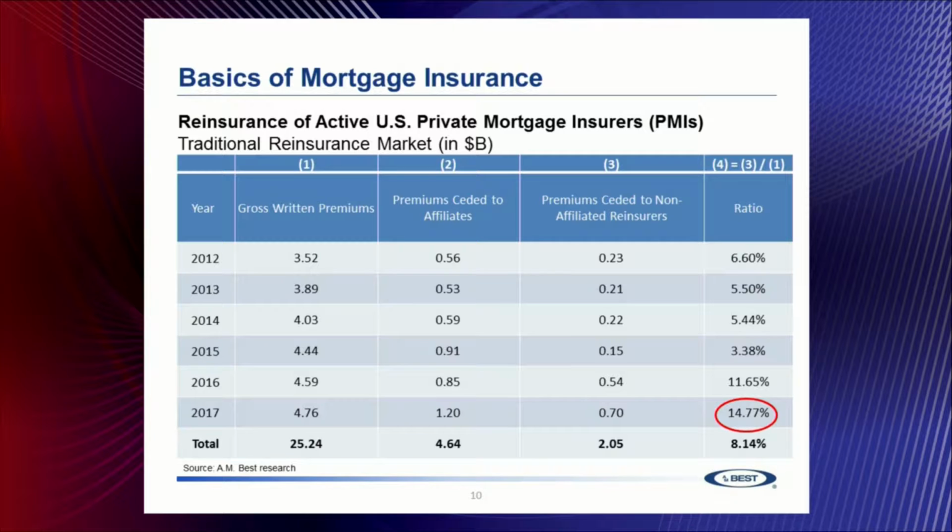Mortgage insurers seek reinsurance through the traditional reinsurance market. You can see in the 4th column, which shows the gross premium written ceded to third-party non-affiliated insurers, that the ceded amount has grown considerably from 2015 to 2017. So in 2017, close to 15% of gross written premiums by the MIs have been ceded to third-party reinsurers.